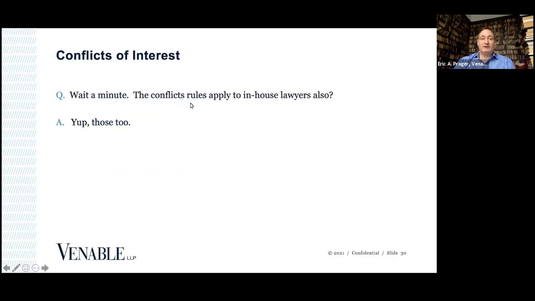Okay, so let's move on to conflicts of interest. It might surprise some in-house lawyers to hear that conflicts of interest rules apply to them also. We all know that they apply to outside counsel, and most firms have a robust conflicts clearance system. In-house lawyers may not think about these issues as much, but there are some good reasons why they should, and we'll talk a little bit about that.